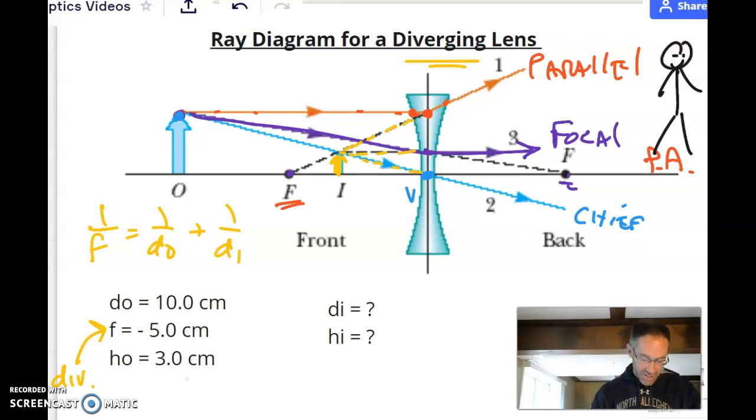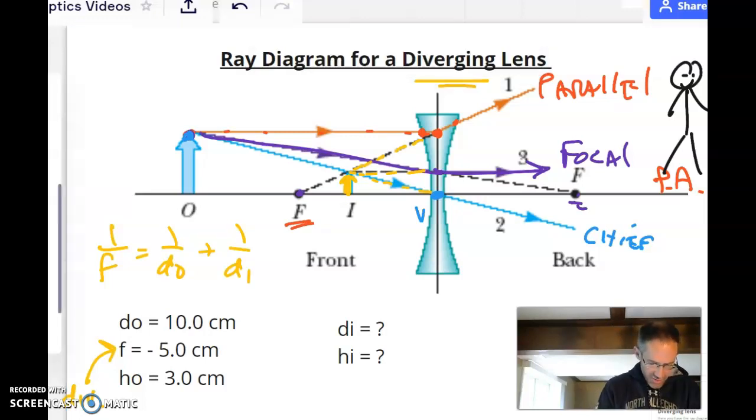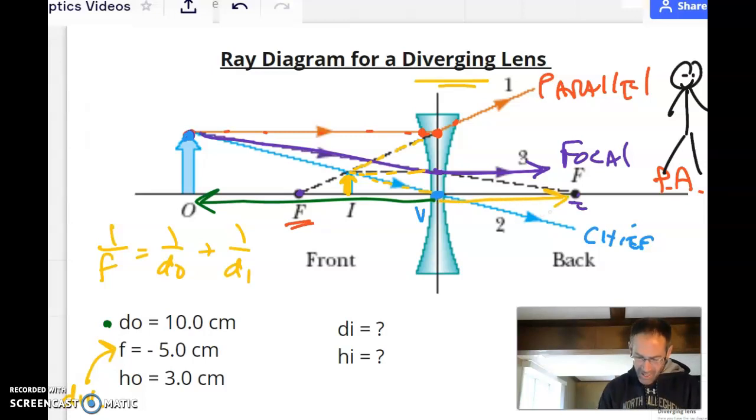And then the height of the object is 3 centimeters, and I'm asking for the DI and the HI. So before we actually do it, what are some good estimates? What are we shooting for here? All right, so the DO is at 10 centimeters. Can you see that in the picture? The DO is 10 centimeters. It's that distance right there, 10 centimeters. The focal length is a -5. So strictly speaking, you're looking at this focal length right here, and you're saying that that's a -5. It's using the same sign convention as the DO, and so it's on the other side of the lens.